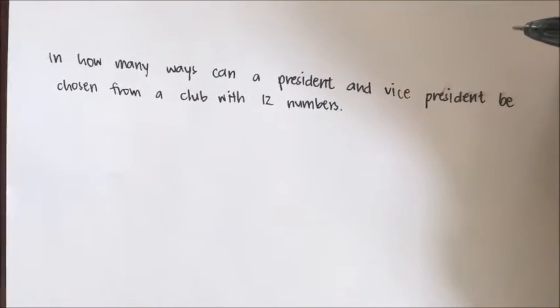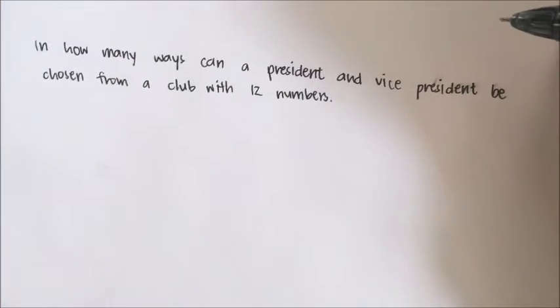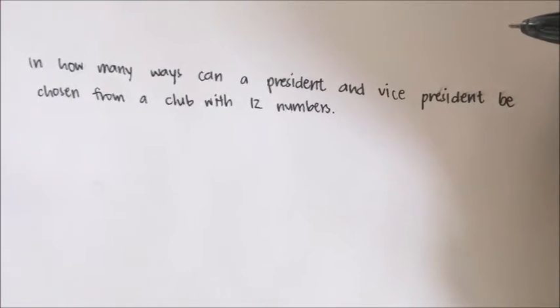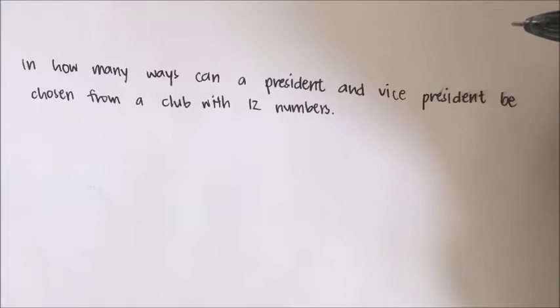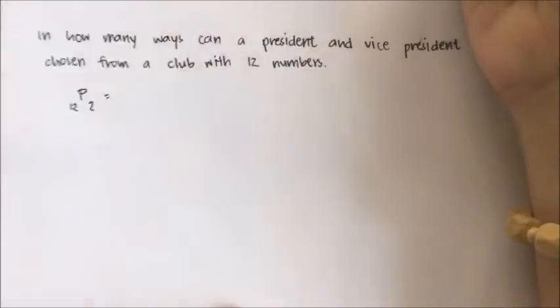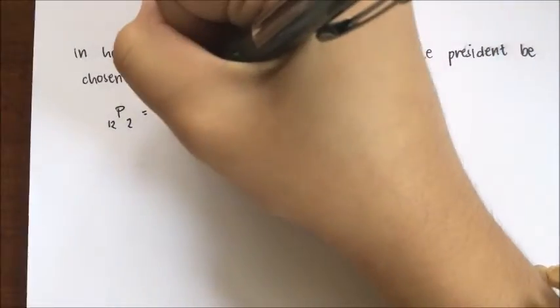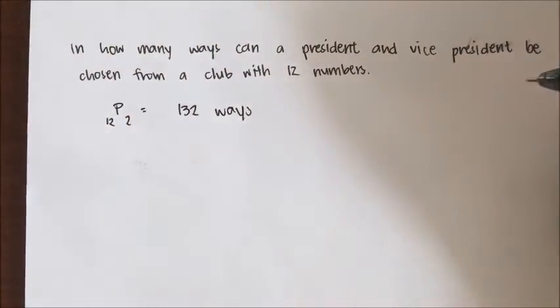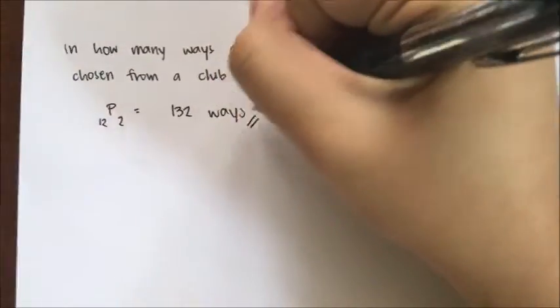Let's try to solve this word problem. In how many ways can a president and vice president be chosen from a club with 12 members? Our equation would be the permutation of 12 taken 2 at a time. You will get 132. So there are 132 ways a president and a vice president can be chosen from a club with 12 members. It's that easy!